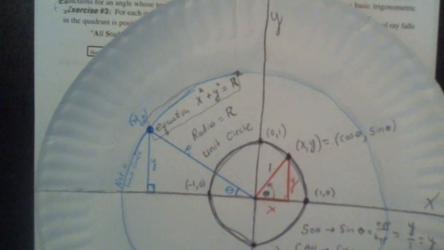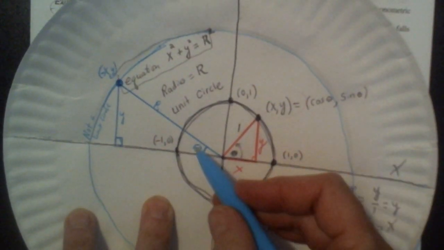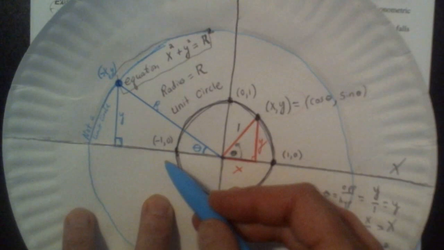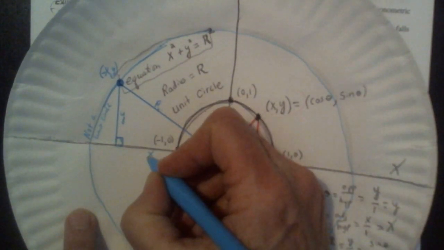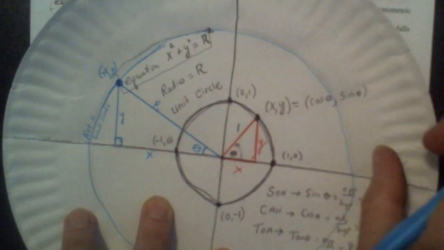What we're going to do is use a little bit of SOHCAHTOA, because we know that the sine of this angle is opposite over hypotenuse. The cosine of this angle is adjacent over hypotenuse. Let's mark this x. And the tangent of this angle is the opposite over adjacent side.